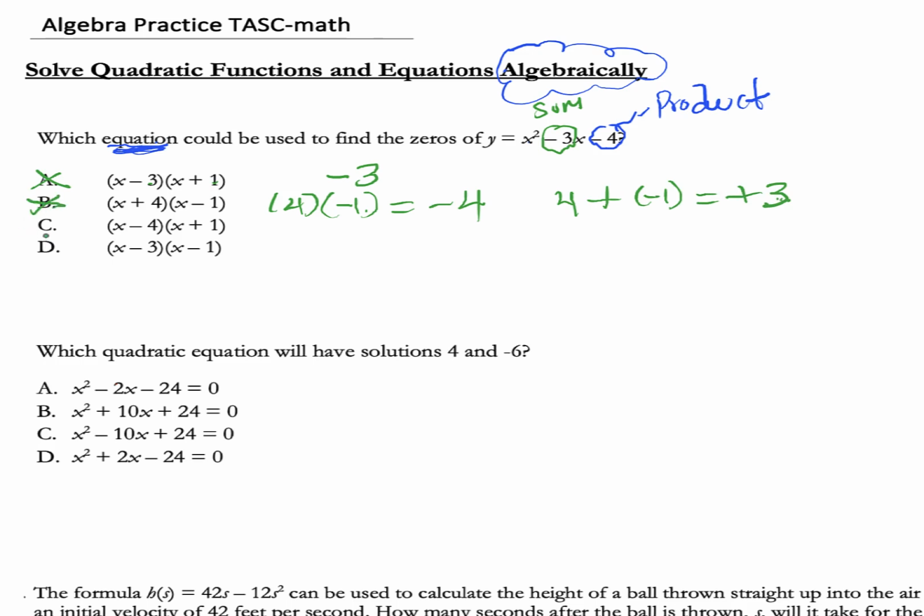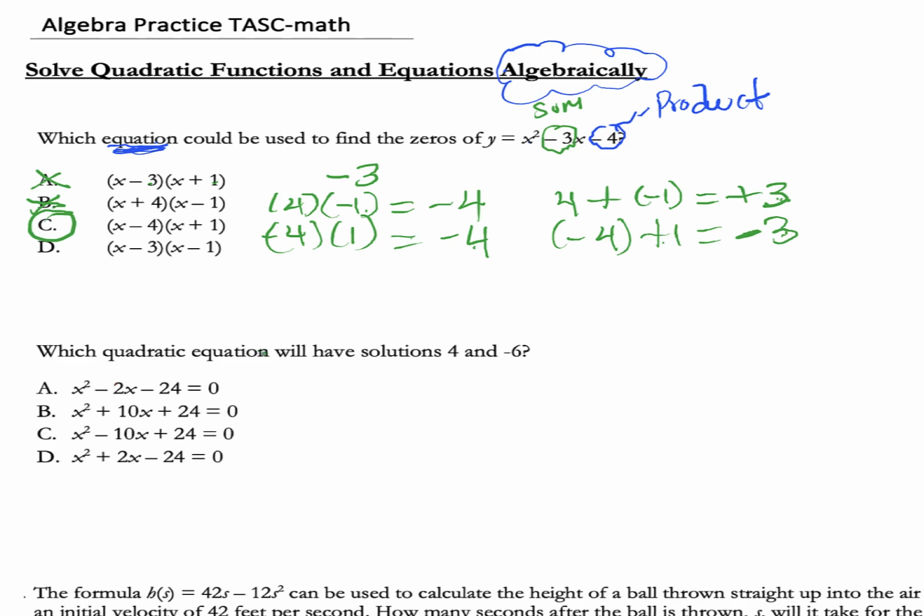Let's look at C. So C, I have negative 4 and a positive 1. Notice what's happening here is that the signs have been switched. This would give me negative 4. And if I add negative 4 with a positive 1, because the signs are different, I would subtract and I'll keep the sign of the larger number. Notice I get my negative 3. So here's the negative 4, here's the negative 3. My answer is C.